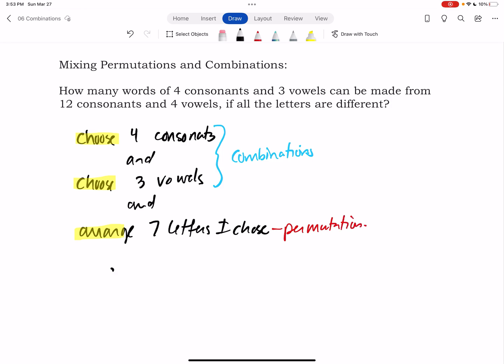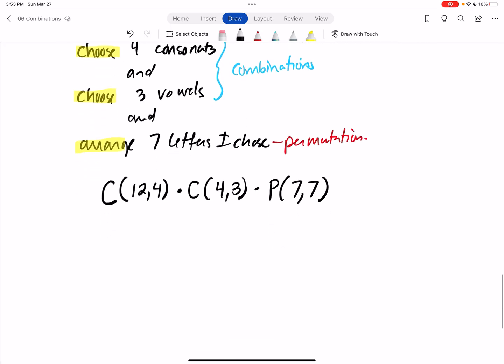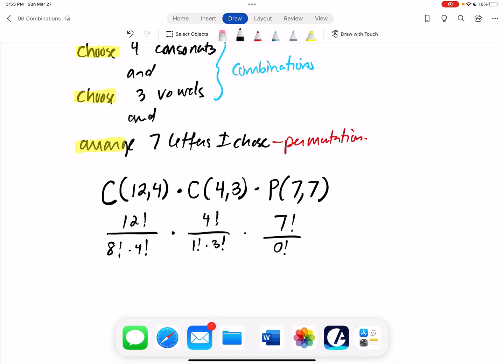So what I'm going to do is choose the 4 consonants out of 12, and when you say that word and, you multiply. I'm going to choose the 3 vowels out of 4, and I'm going to arrange, permute, the 7 letters that I chose. So I'm going to put this in Desmos to get this number. You could write down the formulas if you want to. 12 factorial over 8 factorial times 4 factorial. 4 factorial over 1 factorial times 3 factorial. And this is just going to be 7 factorial over 0 factorial, which is 1. But you can just put it in Desmos.